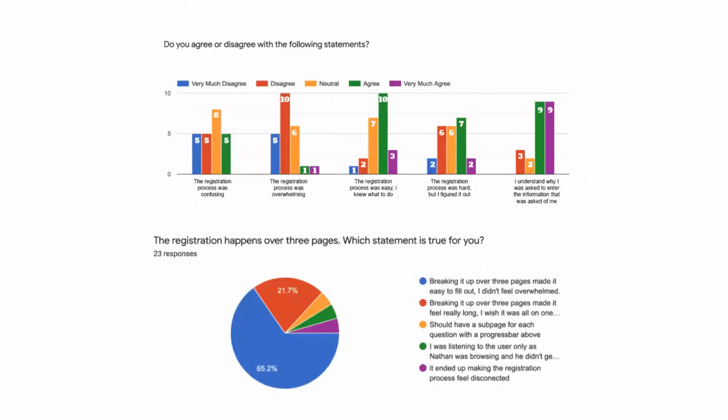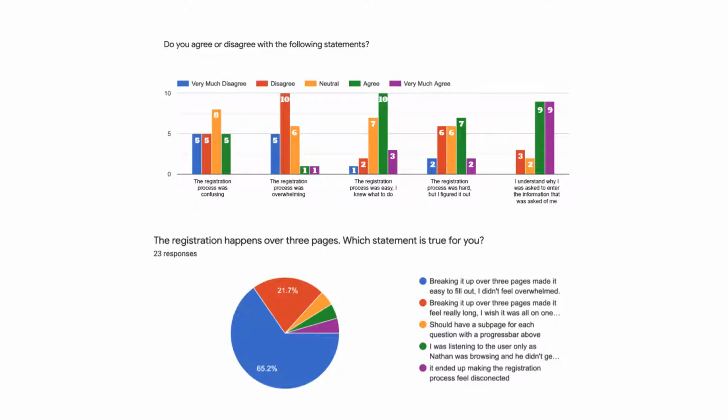Then as we dove into the registration process, most people did not feel that it was a confusing process. So most people disagreed that the registration was confusing. They had no problem getting through it. The registration process was overwhelming. Again, most people disagreed with that. The registration process was easy and I knew what to do. Most people agreed with that. Registration process was hard, but I figured it out, a little bit more neutral. And then I understand why I was asked to enter the information that was asked of me. Everybody agreed with that as well.